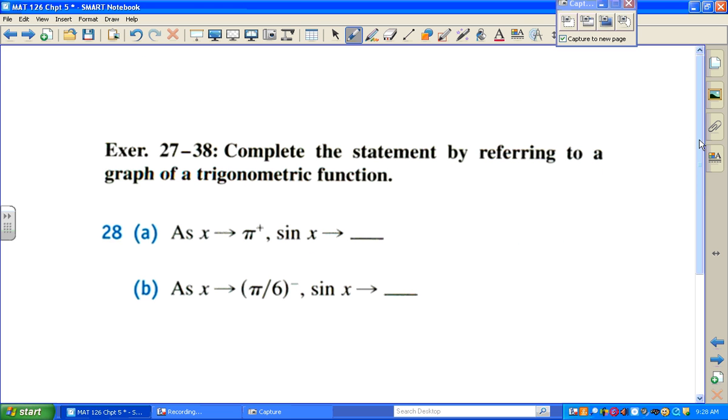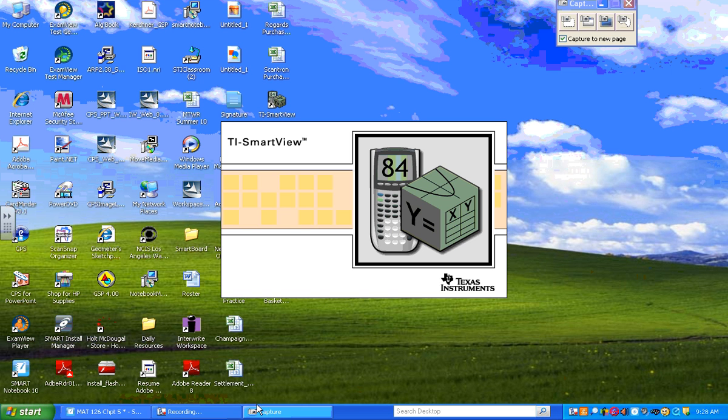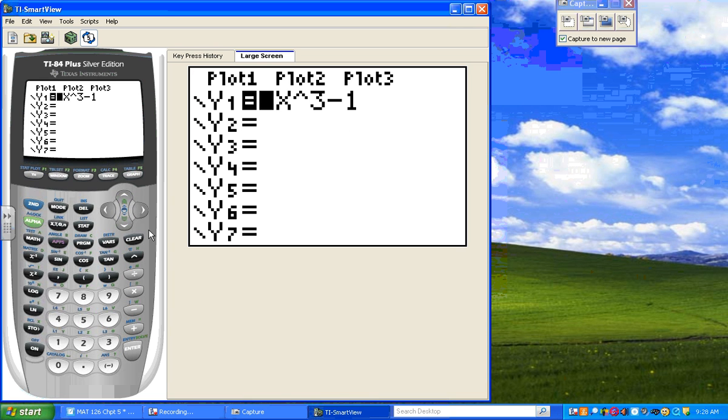This says, complete the statement by referring to the graph of a trigonometric function. Doesn't the word function imply it has to pass the vertical line test? The unit circle does not pass the vertical line test. So when you're graphing out trig functions on your calculator, there are going to be 5 critical values.